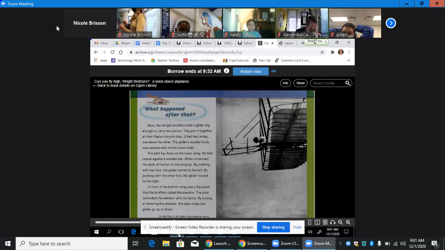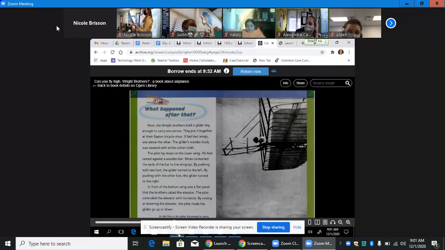His feet rested against a wooden bar. Wires connected the ends of the bar to the wingtips. By pushing with one foot, the glider turned to the left. So he used his foot to steer. He would turn to the left. By pushing the other foot, the glider would turn to the right.